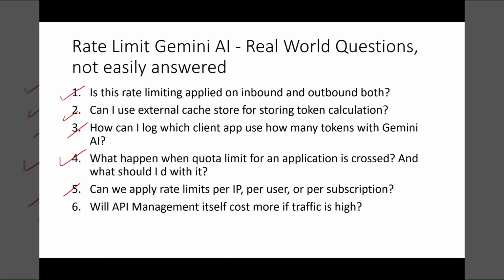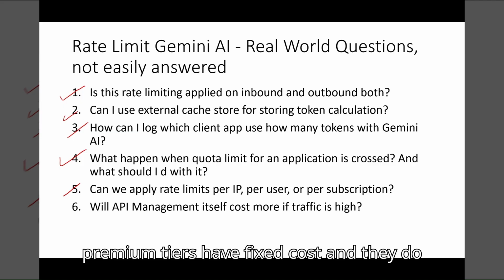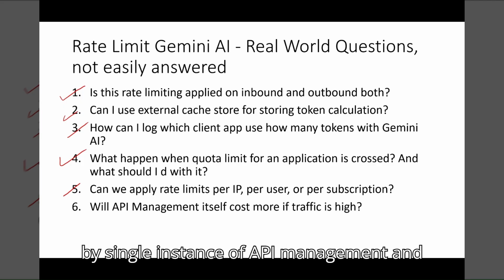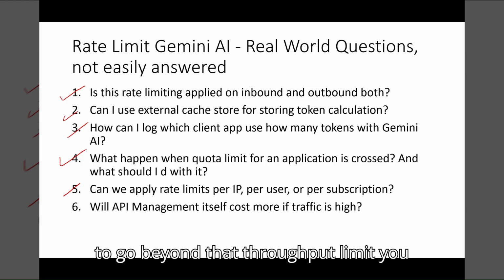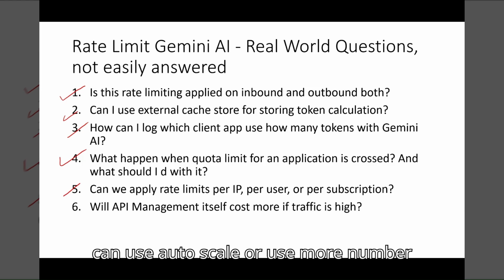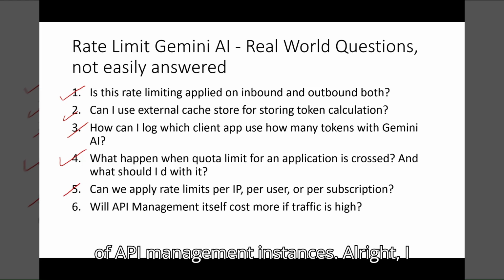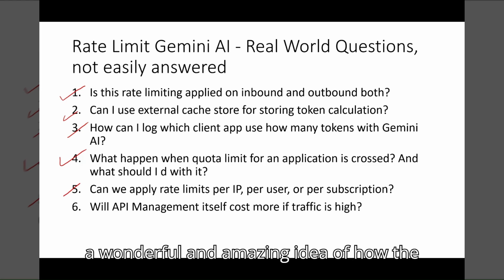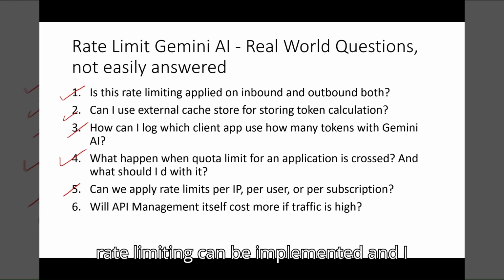Then point number six, will API management itself cost more if traffic is high? It's a funny question. As long as you are using a non-consumption tier of API management, your cost is going to remain fixed. For example, the basic, standard, and premium tiers have a fixed cost and it does not increase based on traffic. Of course, there is a certain throughput limit on how much traffic can be served by a single instance of API management, and to go beyond that limit, you can use auto scale or use more API management instances.